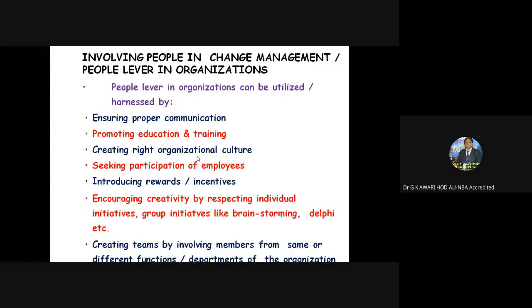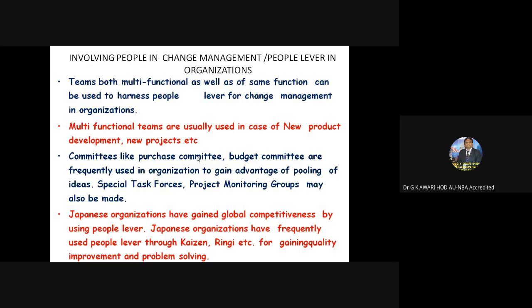So the people lever in an organization can be harnessed or utilized by ensuring proper communication, promoting education and training, creating the right organizational culture, seeking participation of employees, introducing rewards and incentives, encouraging creativity by respecting individual initiatives, and creating teams by involving people from the same or different functional departments of the organization. So teams, both multifunctional as well as same-function, can be used to harness the people lever for change management.